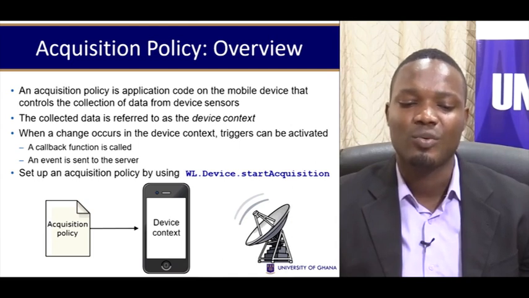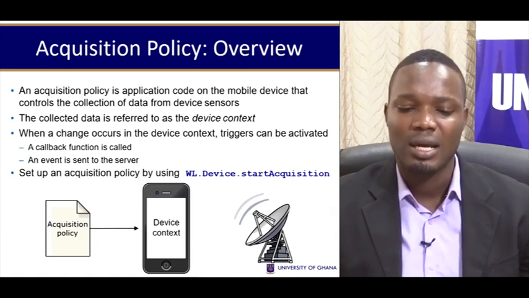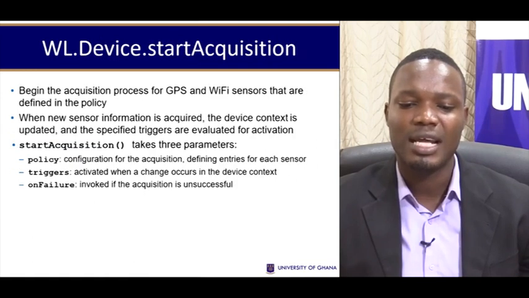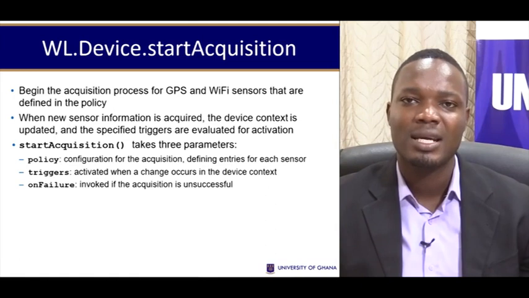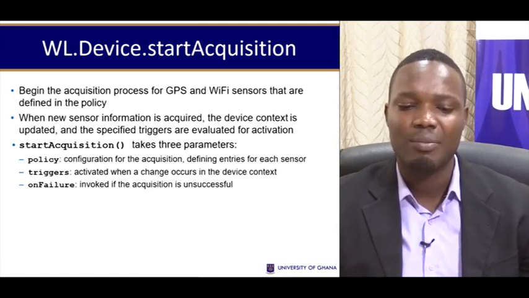Now, to set up an acquisition policy, we would use the WL.Device.startAcquisition API. That begins the acquisition process for GPS and Wi-Fi sensors. So when new sensor information is acquired, the device context is updated and the specific triggers are evaluated for activation.